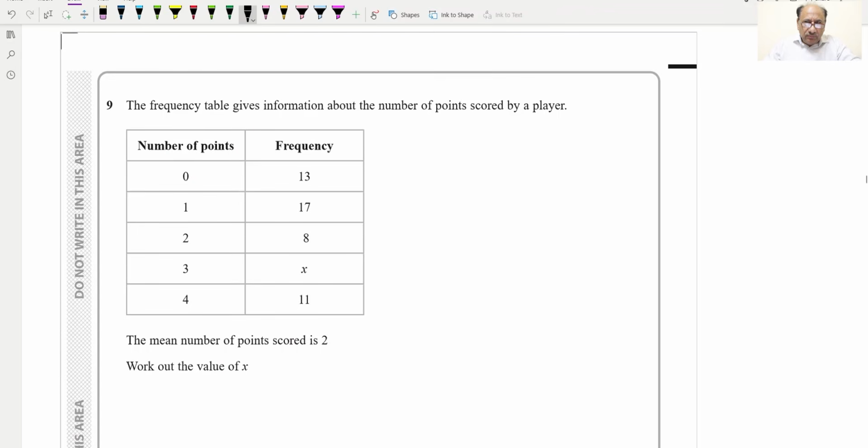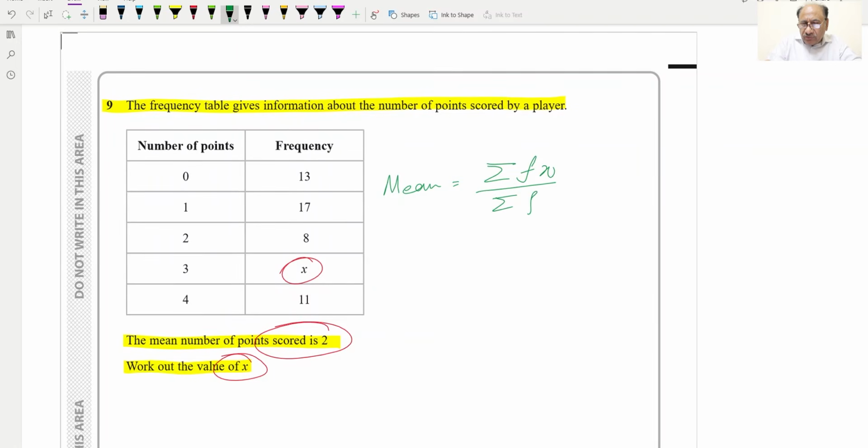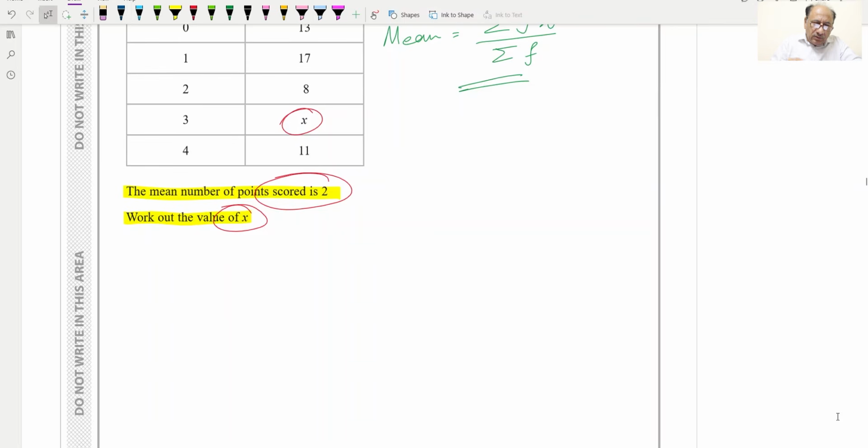Now this is question number 9, and this is a cumulative frequency question. The frequency table gives information about the number of points scored by a player. This is basically mean. The mean number of points scored is 2. So the mean is given, and the x value which is over here we need to calculate. So we'll apply the mean formula, and the mean formula is what? Mean is equal to sigma fx over sigma f.